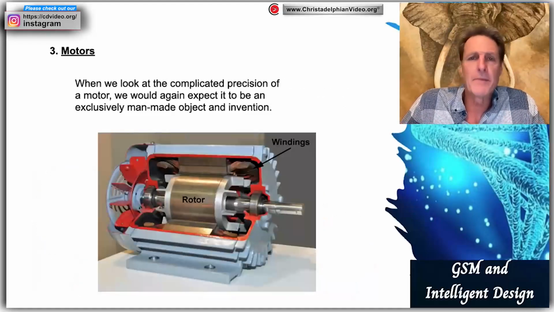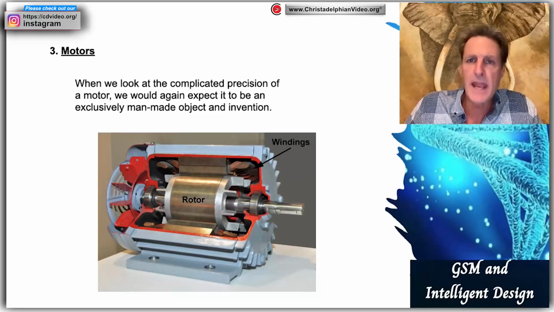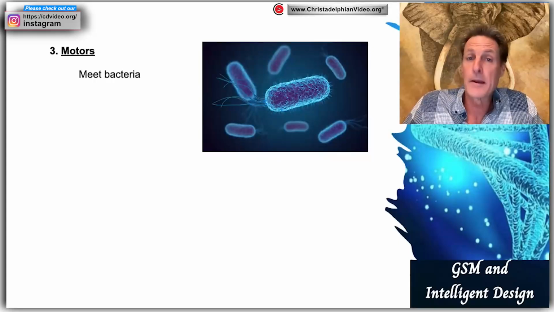So again, and maybe even more so than in the case of our gears and screws, when we look at the complicated precision of a motor, we would again expect it to be an exclusively man-made object and invention. But again, we'd be wrong, because it seems that nature once again had them first. So let me introduce to you bacteria. That's right, you have loads of it inside of you, on your skin and in your environment. They're just too small to see.